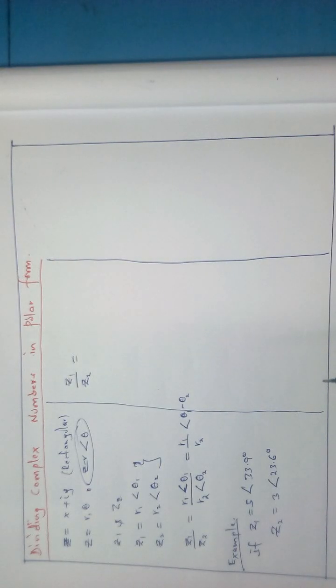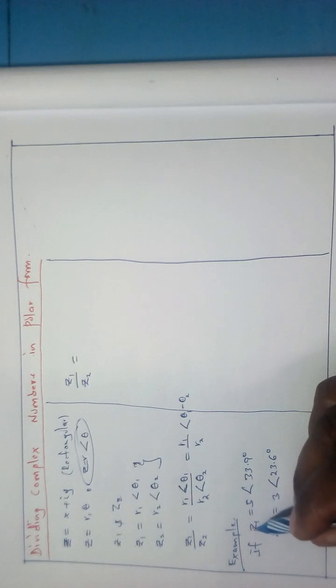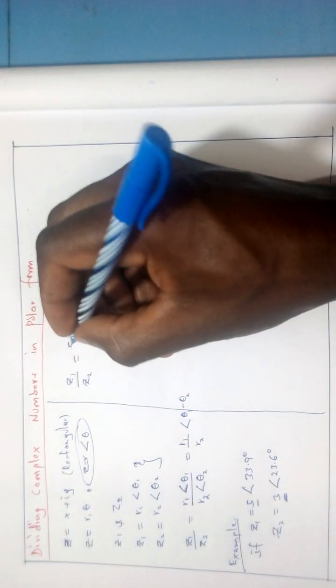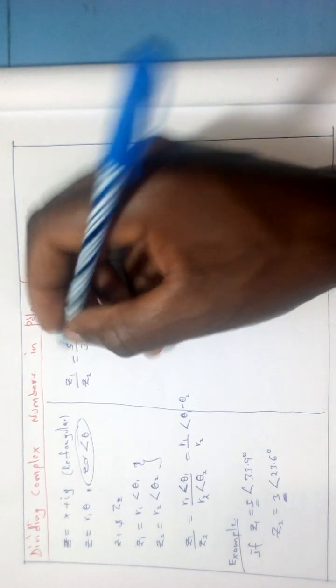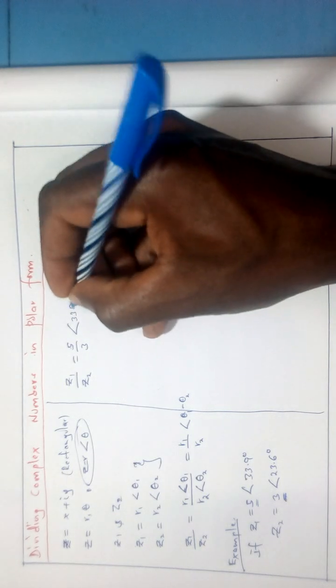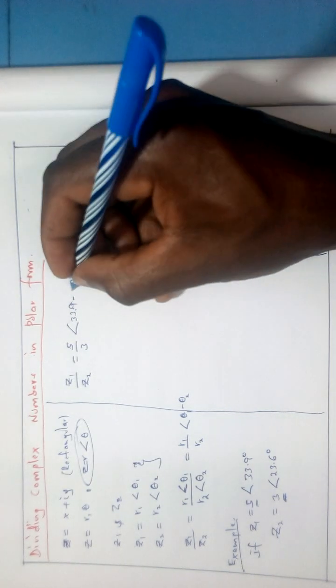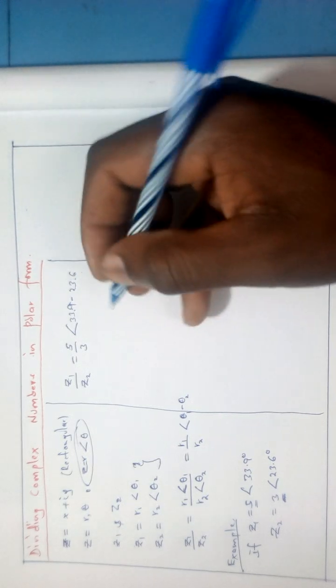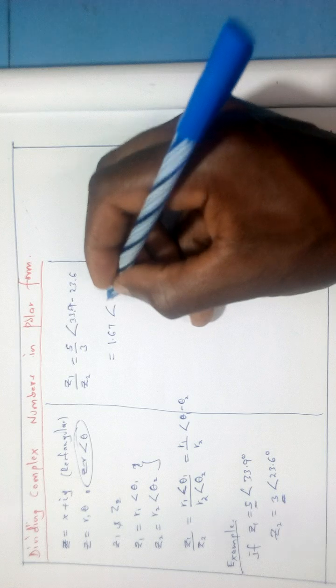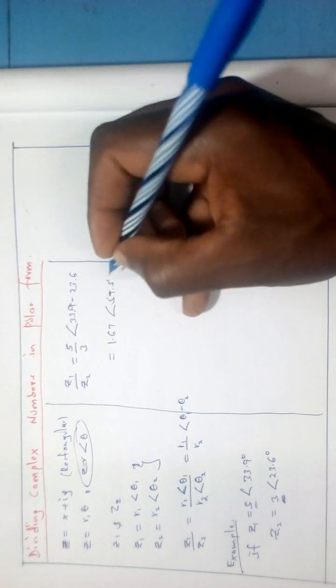So we have said that the strategy that we are going to use to achieve this is to divide the complex numbers by dividing their moduli. The modulus for phasor z1 is given as 5, and the modulus for phasor z2 is given as 3. So this is going to be a ratio of 5 over 3, and then we are going to have the difference between the angles, theta 1, 33.9, minus theta 2, which is 23.6, and this is going to give us the value of 1.67, and then theta is going to be 57.5 degrees.